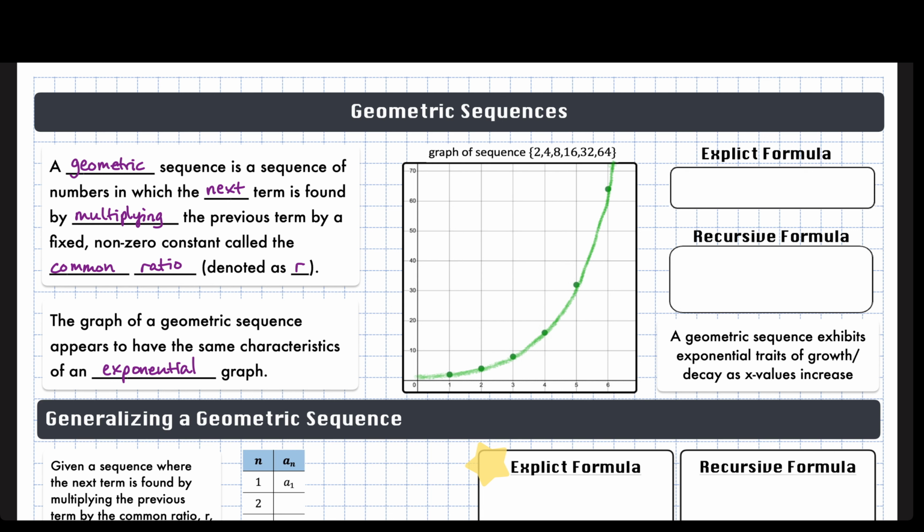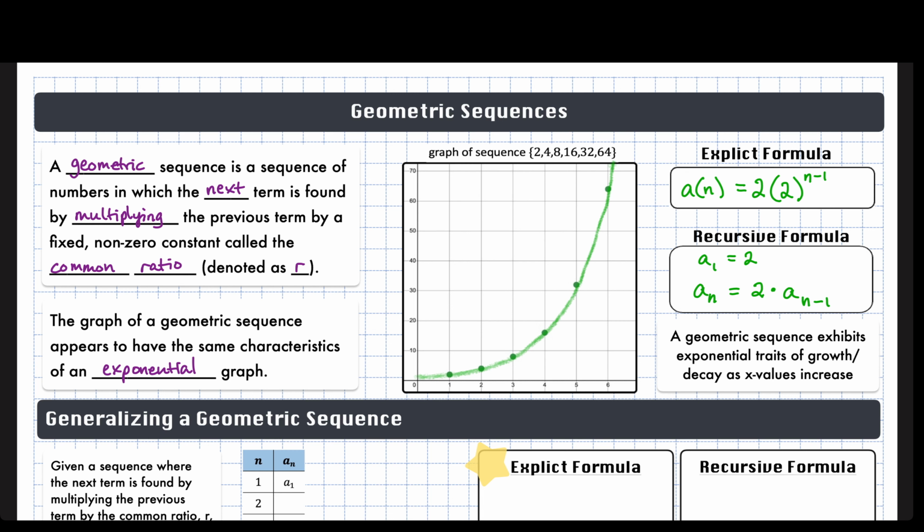Now, the explicit formula for this graph is a of n equals 2 times 2 raised to the n minus 1. The recursive function for this graph is a of 1 equals 2, and then a sub n, the nth term, is equal to the ratio times a sub n minus 1. So it's the previous term times 2 in this case.